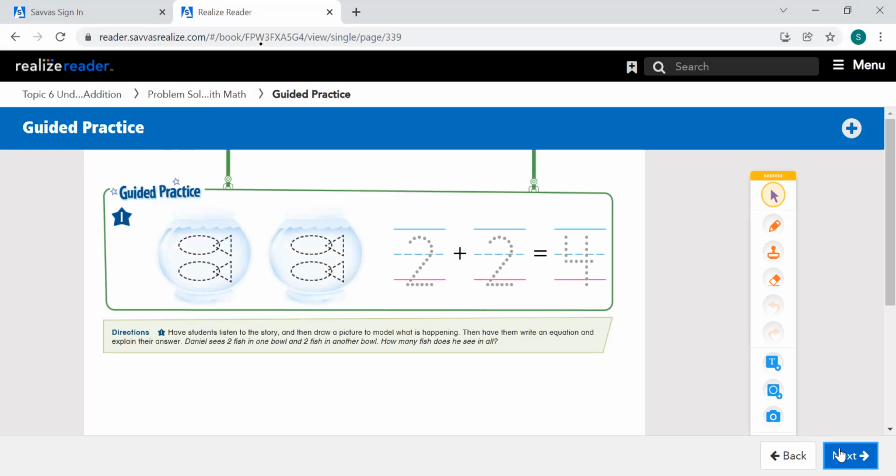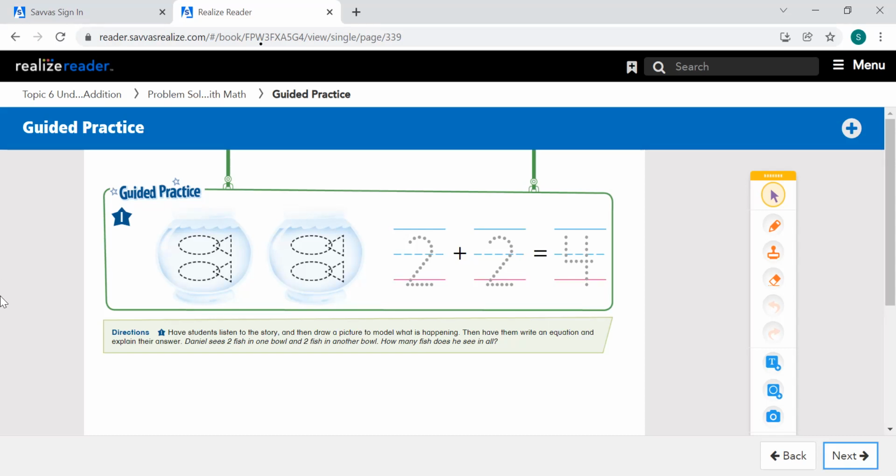We're at our guided practice. I want you to listen and then you are going to fill in. So they already have the fish drawn, but I want you to listen to the story. Okay, Daniel sees 2 fish in one bowl and 2 fish in another bowl. How many fish does he see in all? So you're going to first draw your fish, and then you are going to write an equation so that we can see the answer. So he sees 2 fish.